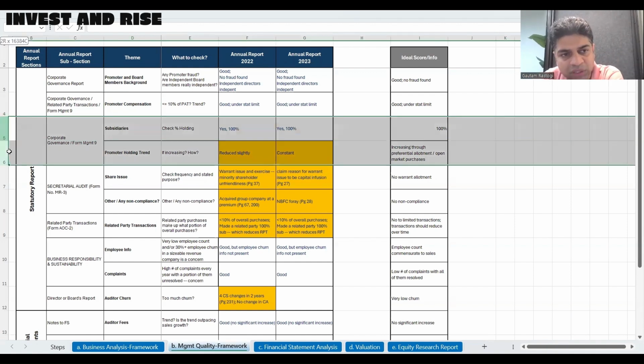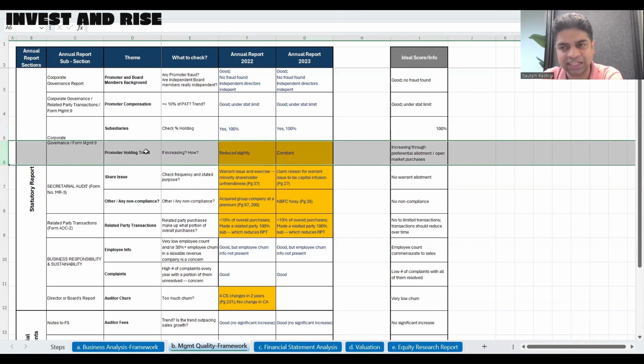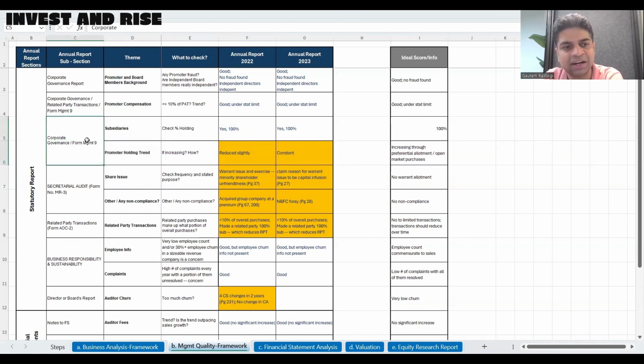The other thing within corporate governance is subsidiary ka holding. Subsidiary ka holding kitna hai? That you've got to check. Promoter holding kitna hai? See, you can check this from Screener as well, but I'm just letting you know that you will also find it in the corporate governance report.